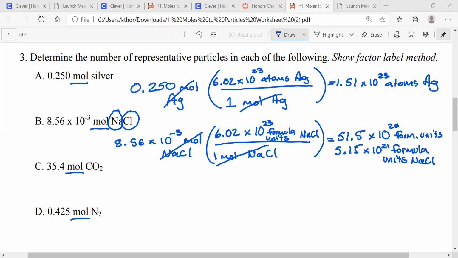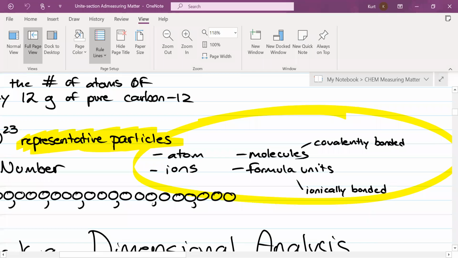Representative particles. You have atoms, you have ions, you have molecules, and you have formula units. So if you have a nonmetal and a nonmetal, that means that it is covalently bonded, and we call those molecules. Like water is a molecule. Carbon dioxide is a molecule.